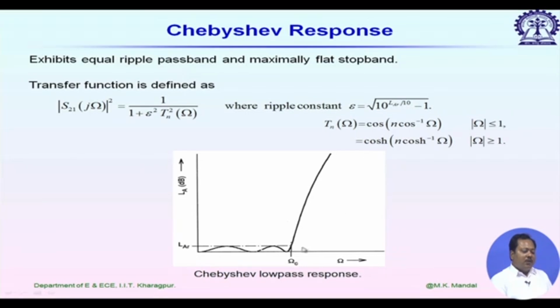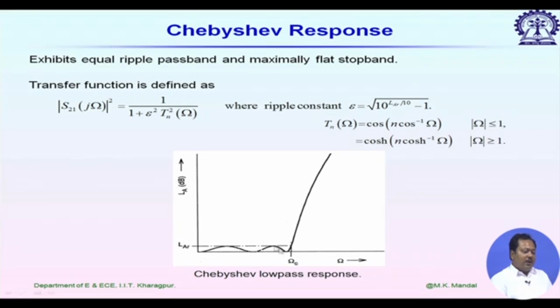For example, you can define your cutoff frequency omega c by 3 dB. In that case, LAR is equal to 3 dB. You can define your cutoff frequency by, let us say, 0.1 dB. In that case, LAR is equal to 0.1 dB. So, Tn is a cosinusoidal function or cos hyperbolic function depending on the omega value.